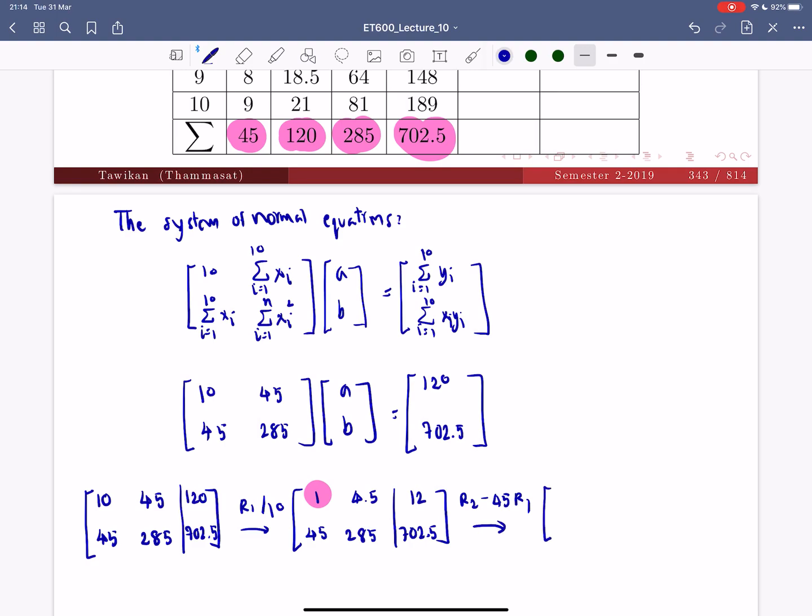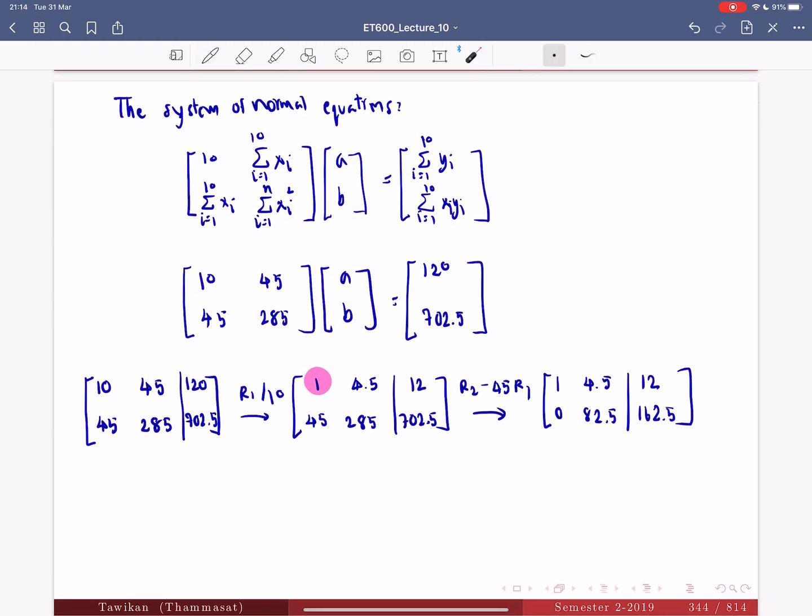And then the resulting matrix is going to be an upper triangular matrix, and you can use back substitution to find the values of A and B respectively. 0, and that is going to be 82.5, 12, and 162.5. Okay. Out of the last row, you can find B immediately by dividing both sides by 82.5. You can get B, and you're going to get B as 1.97, and your A. Okay.